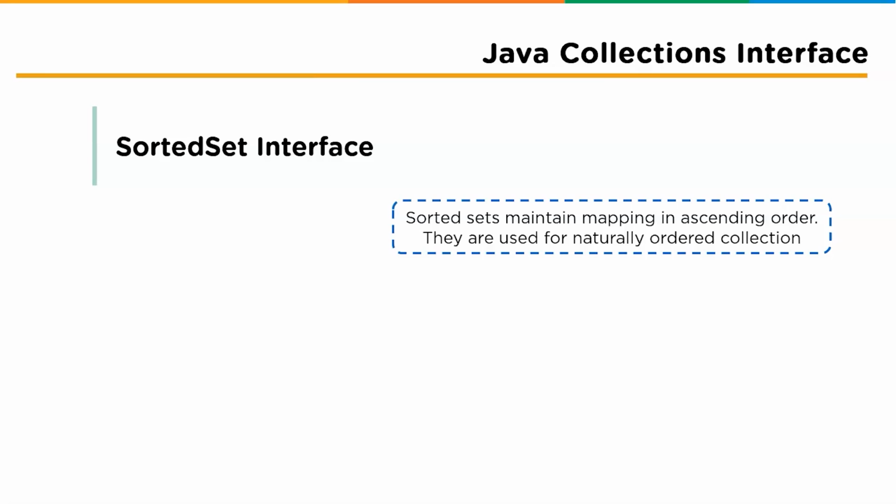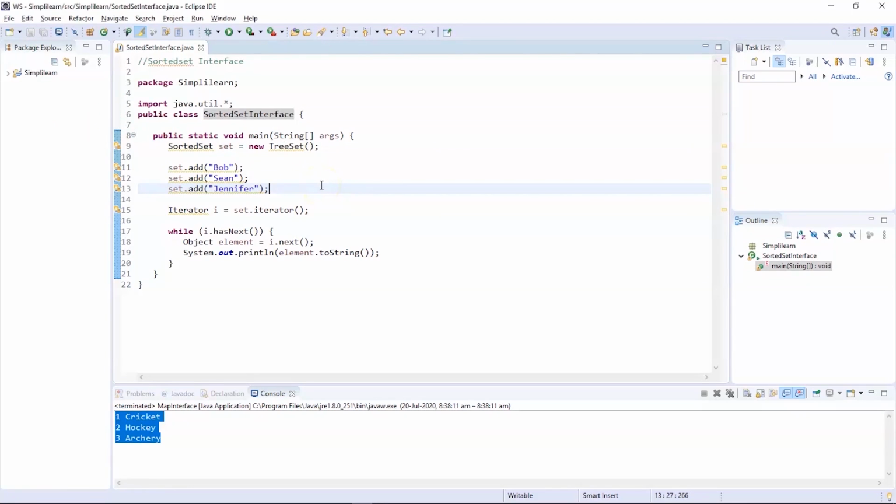For a better understanding, let's check out an example based on sorted set interface. So you can see the program on my screen is an example for sorted set interface. Here we are going to add Bob, Sean, and Jennifer into our set, and we are going to print the same. Let's try to execute this program and see the output.